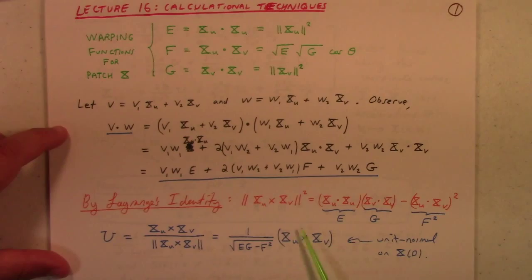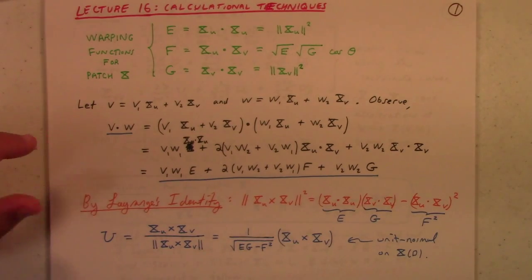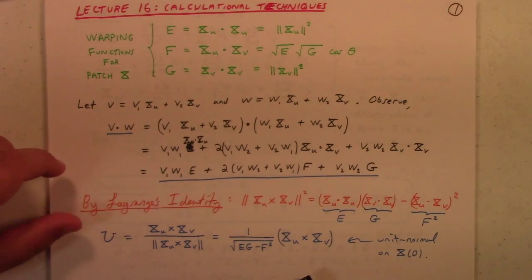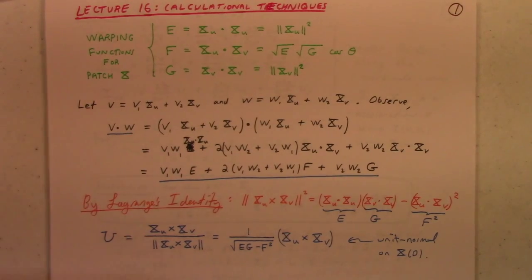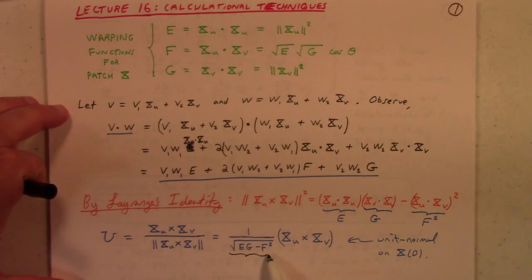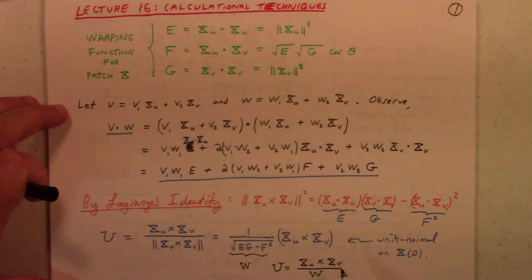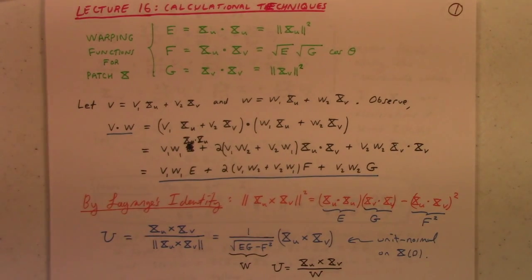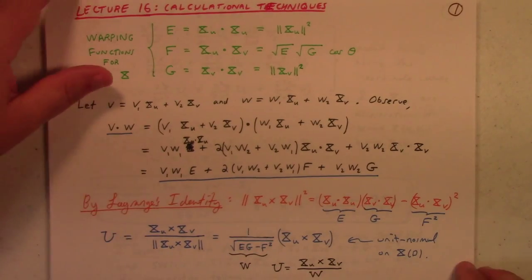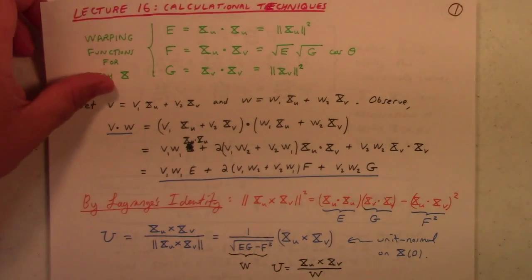So the formula for the unit normal has to do with this division by this factor. I think, although I don't have my book with me at the moment, that he calls this w. So you could write U is equal to xu cross xv divided by w. And I think use of that w actually does simplify formulas considerably, but I have not invested much effort into seeing that carefully. So I'll move along here.